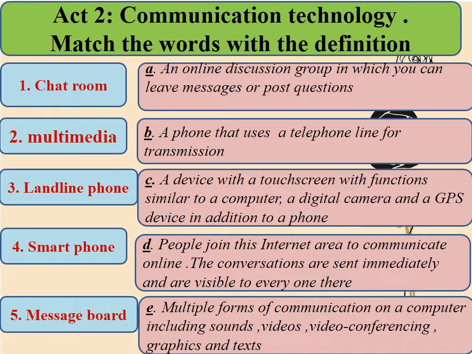Number one, chat room, phòng chat sẽ đi với D, people try this internet area. Người ta tham gia vào cái khu vực internet này. Okay. Để giao tiếp online, tức là trực tuyến, the conversation, những bài đối thoại are sent immediately sẽ được gửi trực tiếp. And are visible. Visible là có thể nhìn thấy to everyone there.